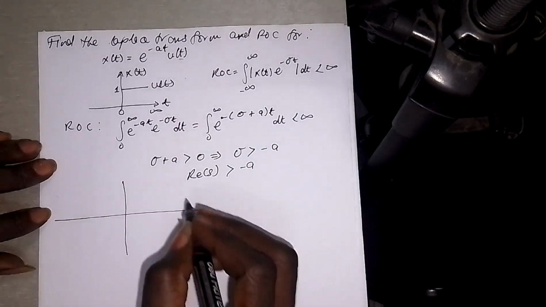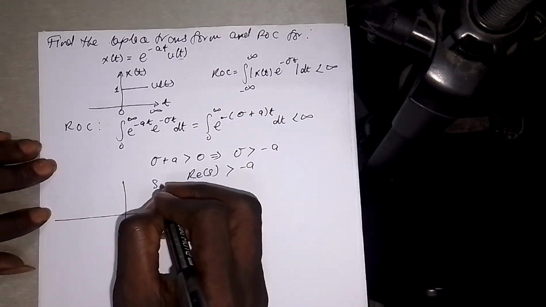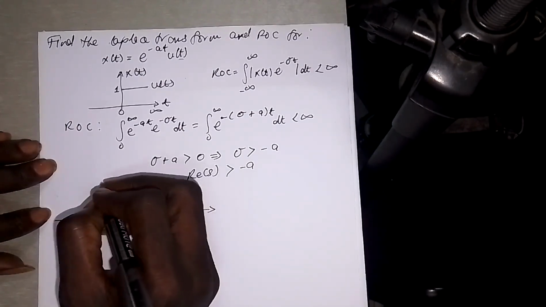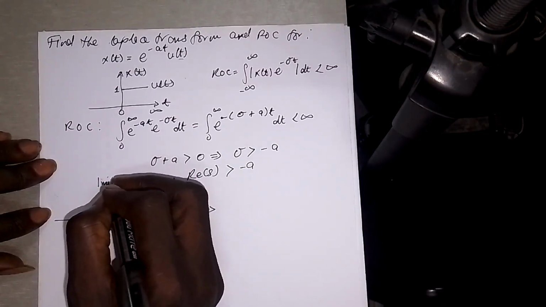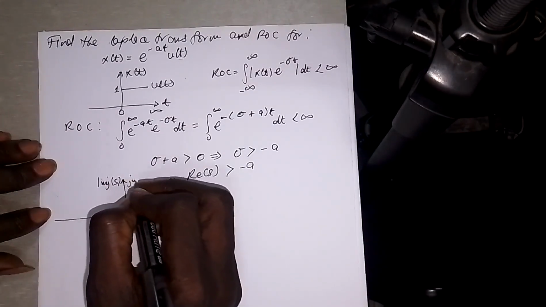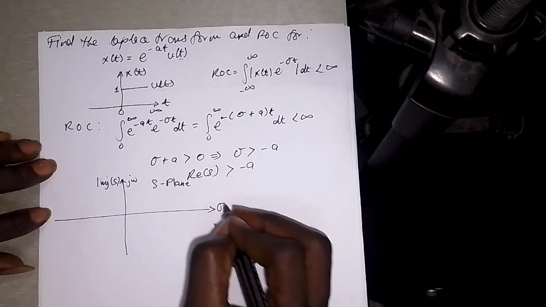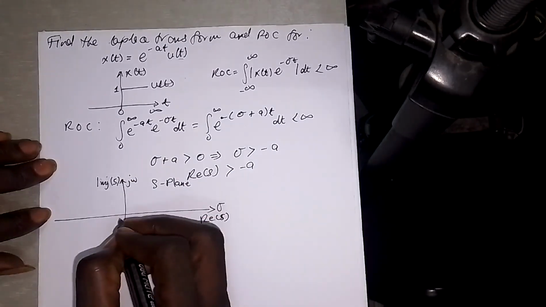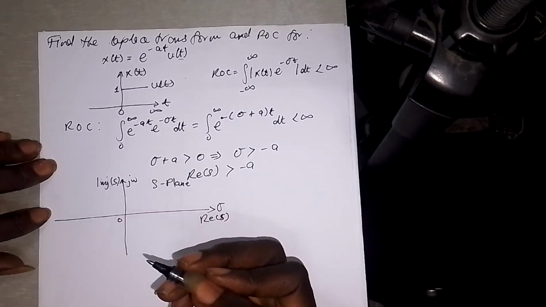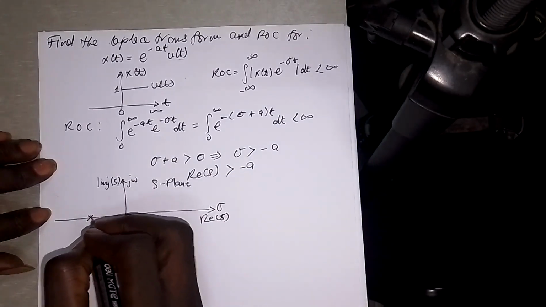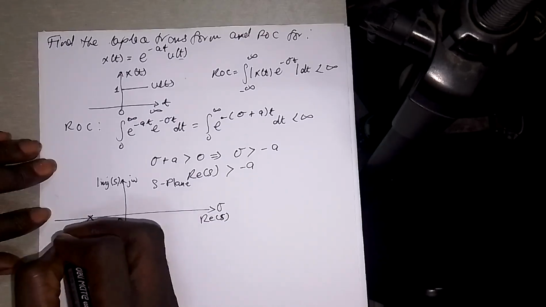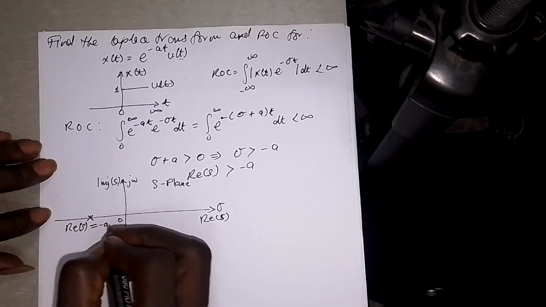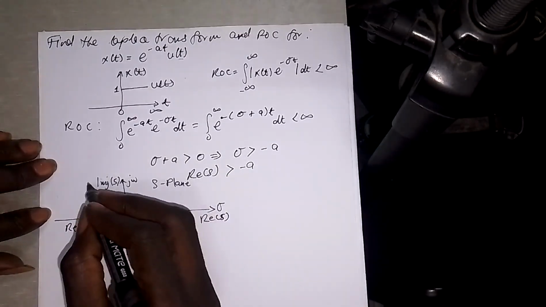From there I can just plot my s plane. So this is my s plane. I'll write here s plane. Okay, and then here imaginary of s, which is j omega, and here is sigma, which is real of s. Here is 0. So where is minus a? This place is minus a. So here I can write real of s is equal to minus a. And I'll draw my broken lines here.